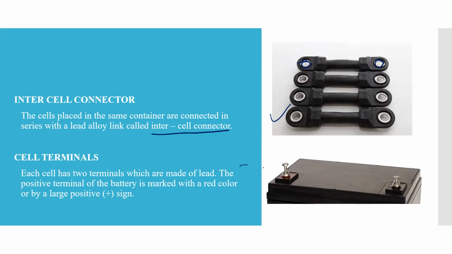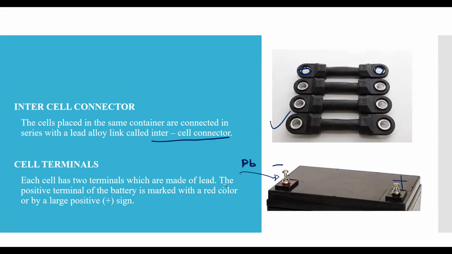Then we have cell terminals. One terminal will be negative, another terminal will be positive. And these terminals are made of lead, once again, lead. Normally it happens that the positive terminal is marked with red color and the negative terminal is marked with black color.